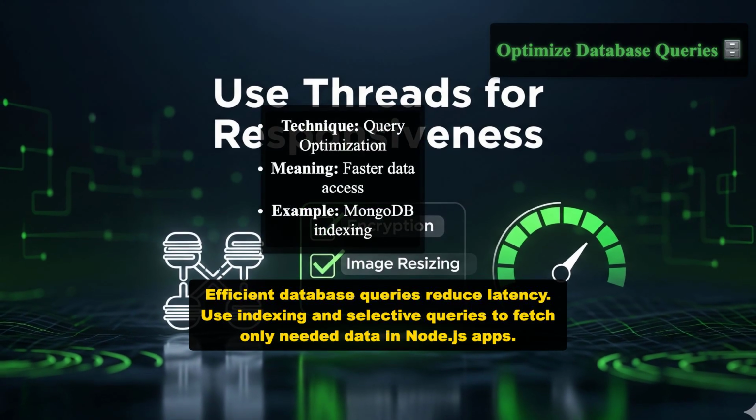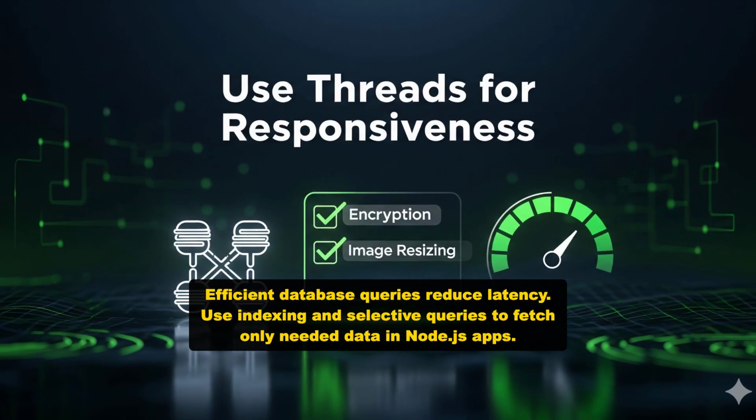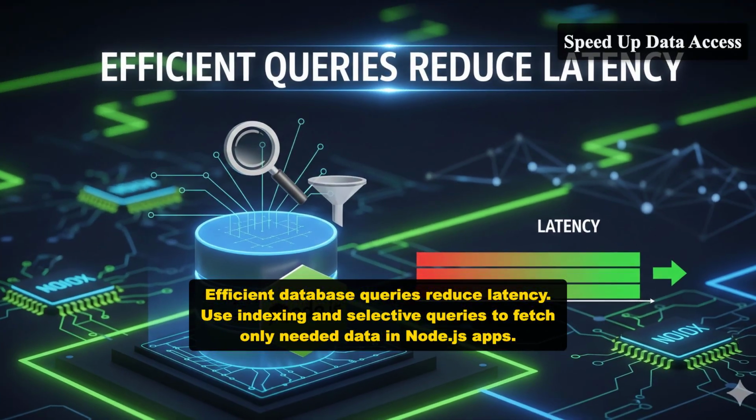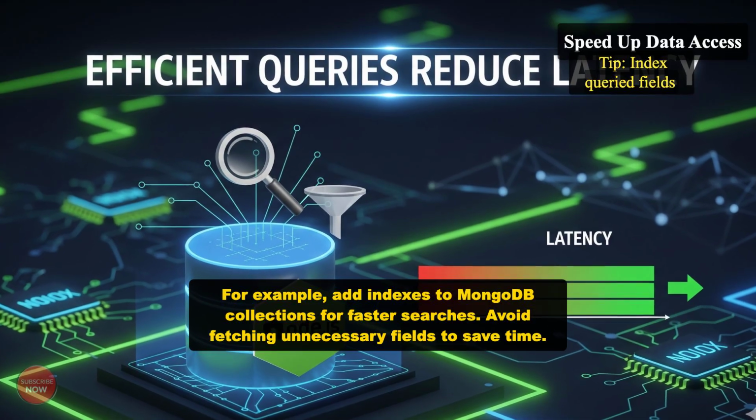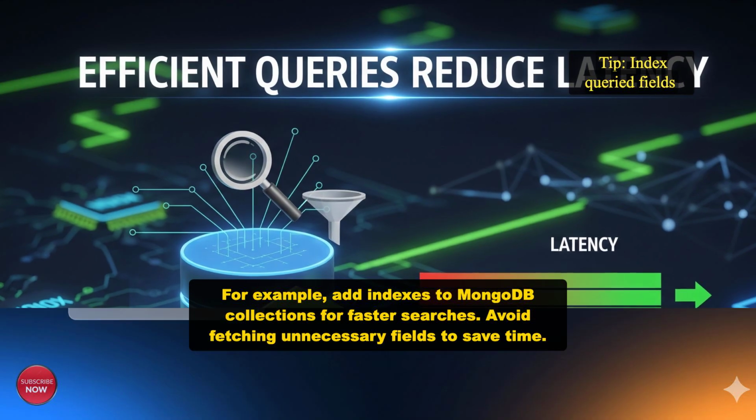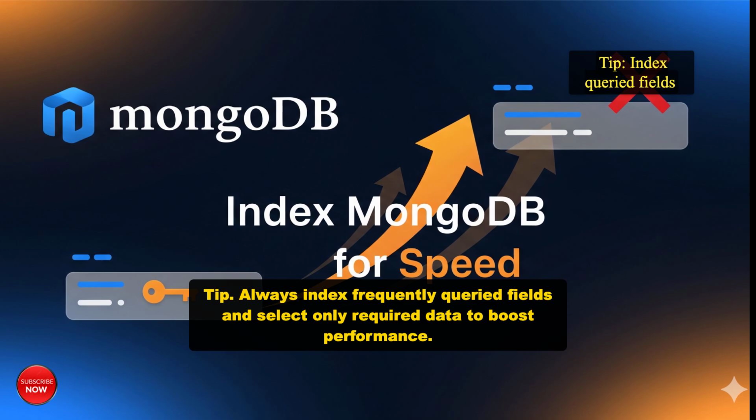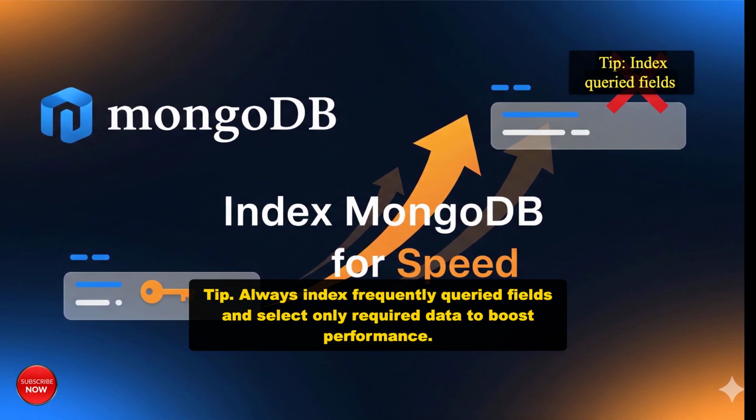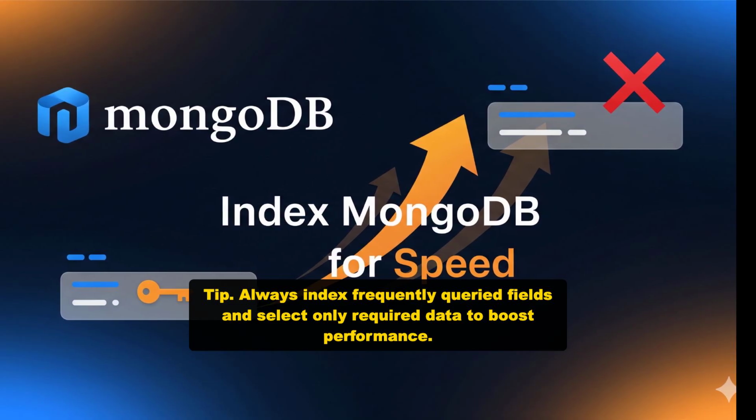Efficient database queries reduce latency. Use indexing and selective queries to fetch only needed data in Node.js apps. For example, add indexes to MongoDB collections for faster searches. Avoid fetching unnecessary fields to save time. Tip: always index frequently queried fields and select only required data to boost performance.